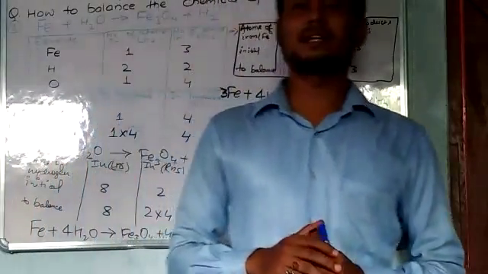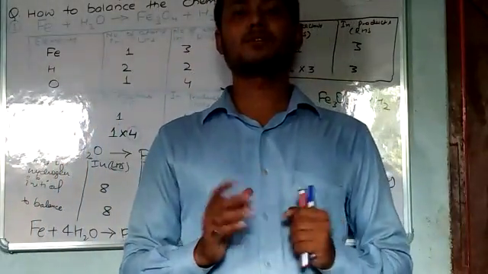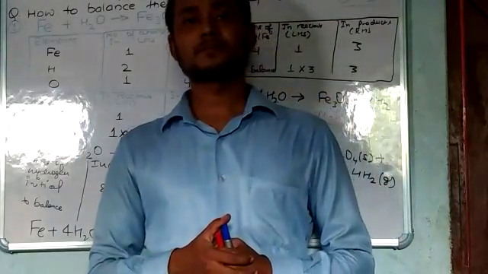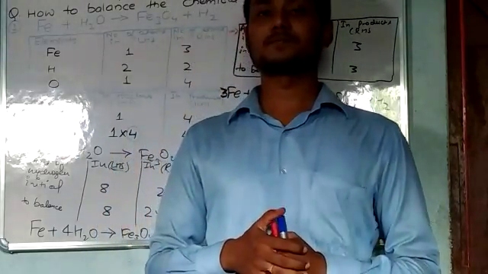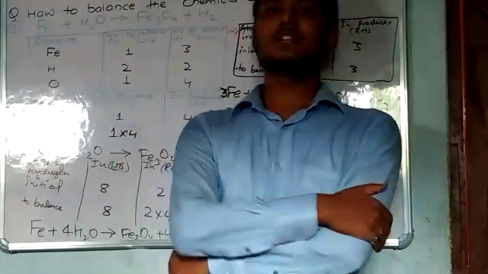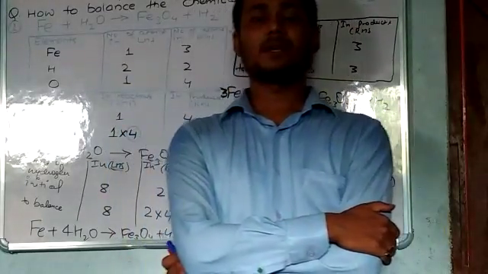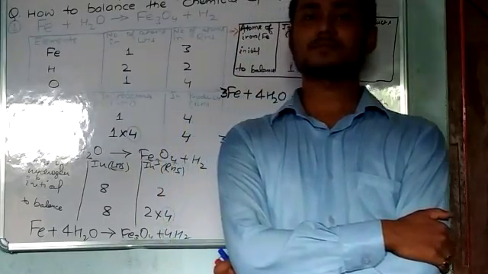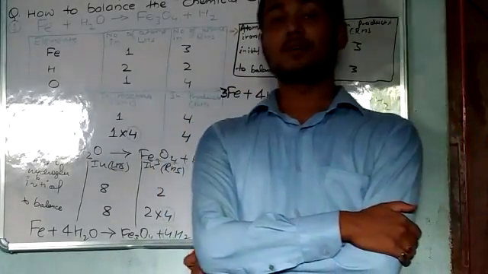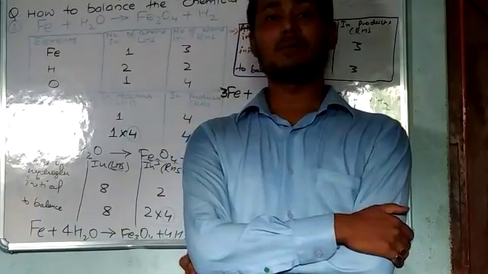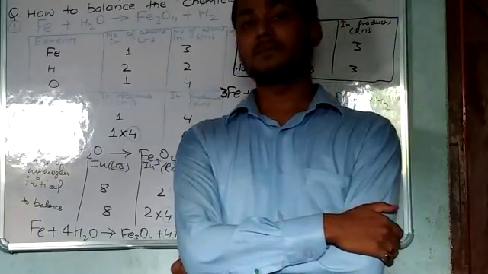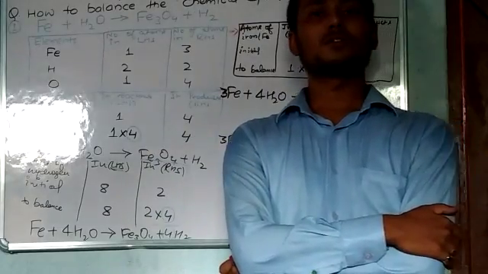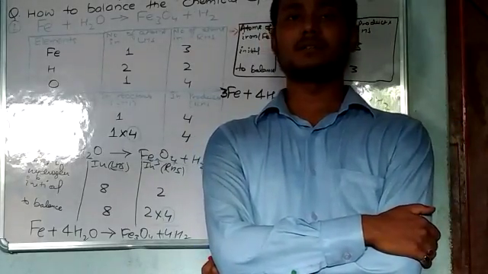Today's homework is that you make 10 to 20 unbalanced chemical equations and please balance them using this procedure in your notebook, and whenever school opens I will check them, okay. And one more thing, I will also give you this type of problem in your upcoming examination, so you must practice on it, okay.